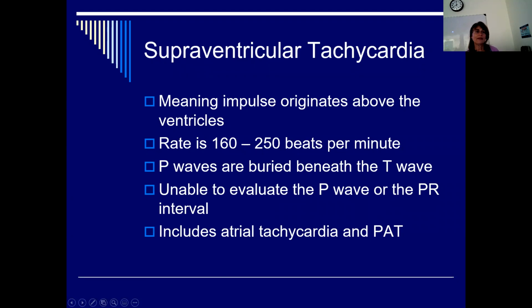All right, and then SVT is supraventricular tachycardia. Supra means above the ventricle. So there's a rhythm initiated above the ventricle, somewhere in the atria, somewhere above the AV node, and it's causing a really fast heart rate. But it's so fast, we can't really tell where it's originating from. We just know it's above the ventricles. So this is a common one.